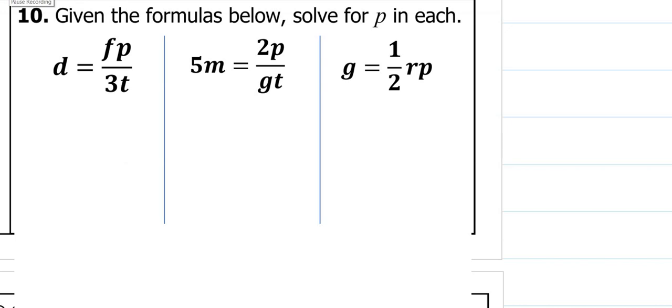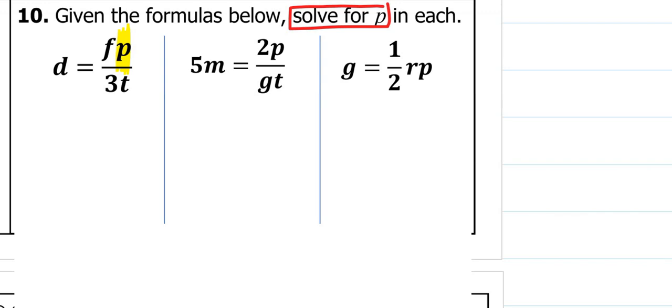10. Given the formulas below, solve for the letter P in each. So we're asked to solve for P. Now what that means is we want to get P by itself. So it says P equals, and then whatever it equals. So in each one of these examples, we want to get P by itself. All right, let's look at the first one. P is here.